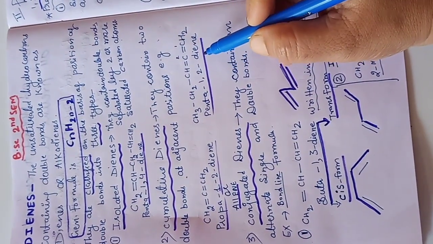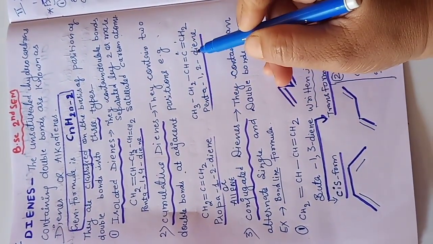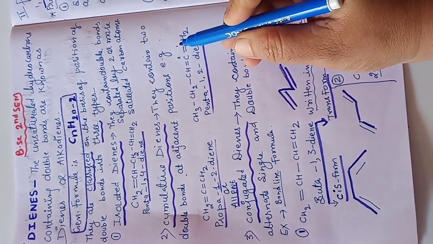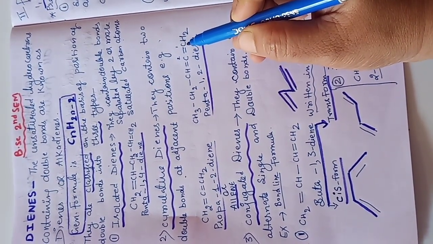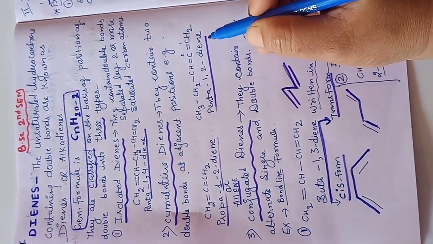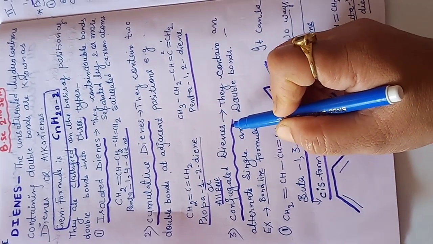Second, penta-1,2-diene. Now the total number of carbons is 5 here, and now we start. According to the IUPAC nomenclature, the numbering is done from the end where the double bond is present. So this is our first carbon, so 1,2-diene.